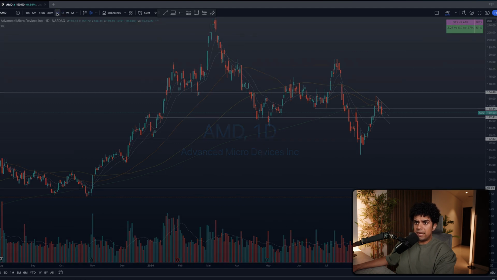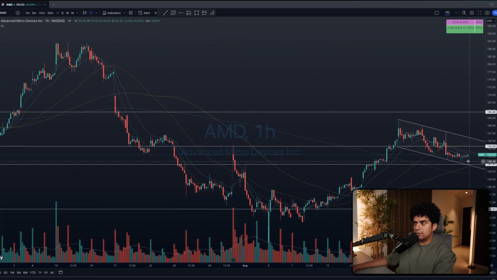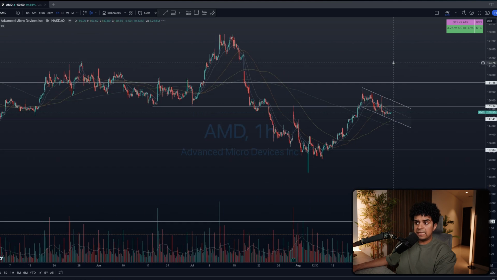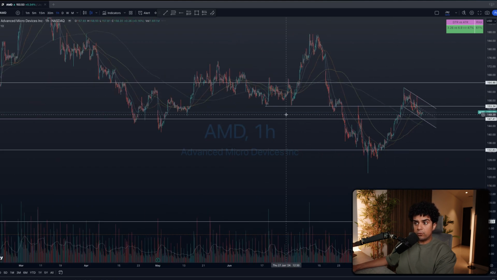I'm pretty sure we won't be able to find any more levels on the 1 hour chart as well. But you guys can see the levels that we marked on the higher time frames, like the monthly, the weekly, and the daily. These levels coincide with the time frame on the 1 hour chart as well. Support right here, resistance right here, right?